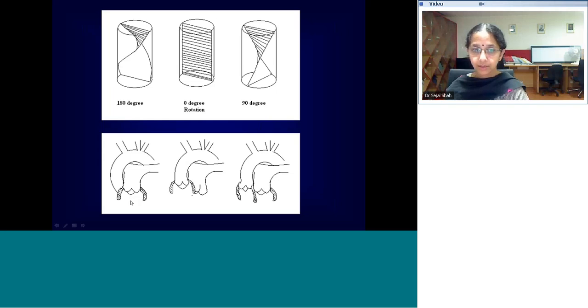Correlating with a future heart, you can see here, the aorta is right and posterior, the pulmonary artery is left and anterior. With 0-degree rotation, the aorta is right and anterior, the pulmonary artery is left and posterior. With 90-degree rotation, they come to lie side by side with the aorta to the right of the pulmonary artery.